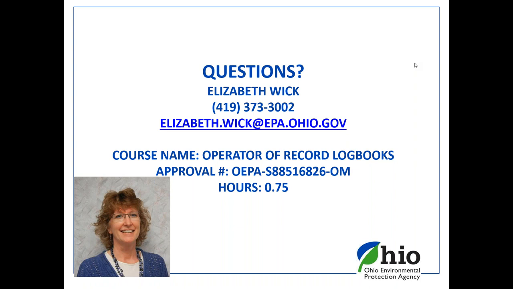But the interpretation when the rule came out was that they had to be bound and couldn't be spiral notebooks or three-ring binders. Three-ring binders are obvious because you could add and remove pages. The spiral one is a little tougher in my mind. That one might be okay.